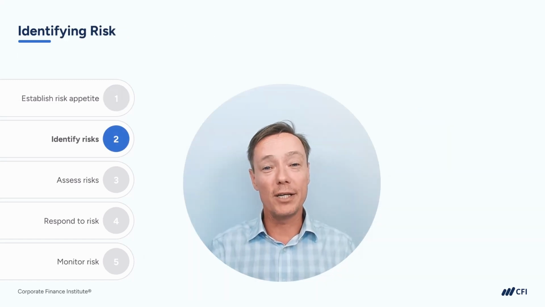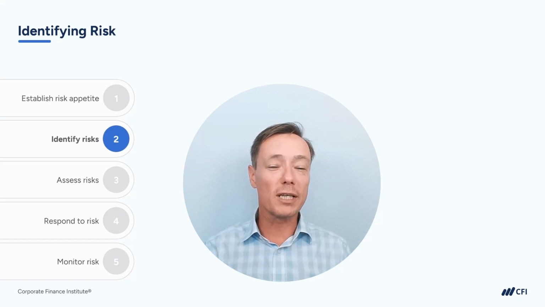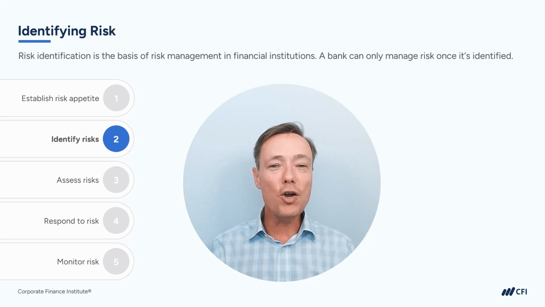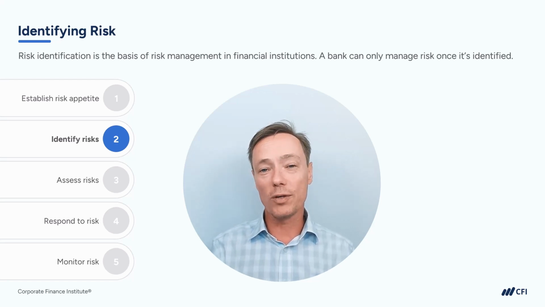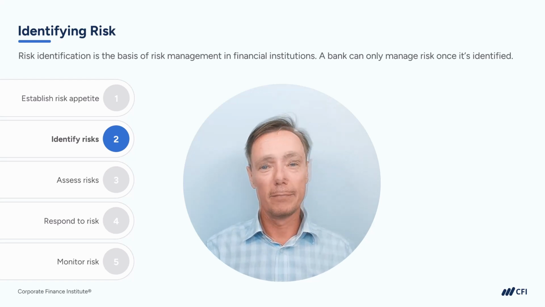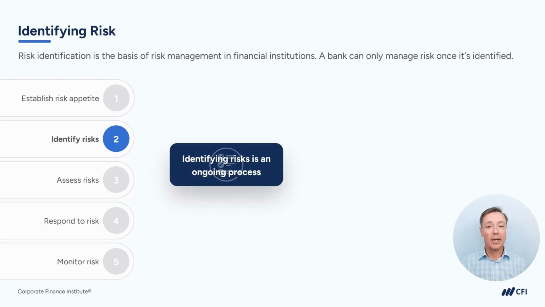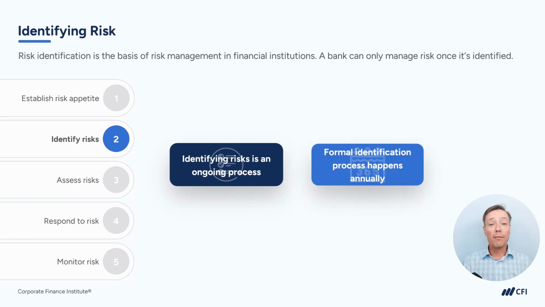Risk identification is the foundation of risk management in an ERM framework. A bank can only manage risk once that risk has been identified. Identifying risks is an ongoing process as employees and risk managers go about their day-to-day tasks. A formal identification process, however, often happens on an annual basis.